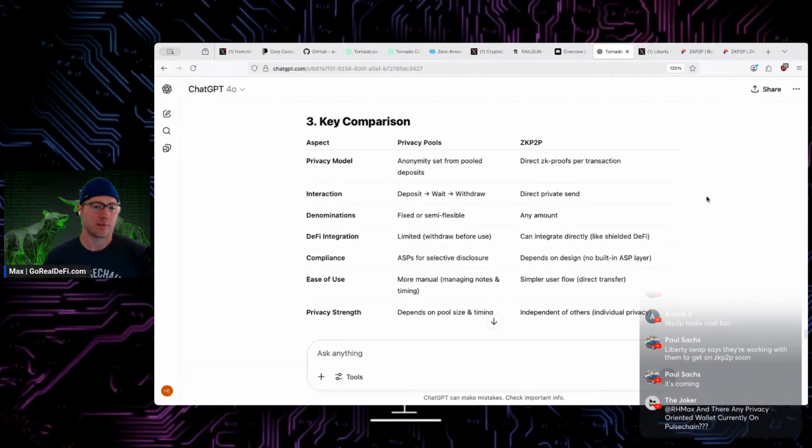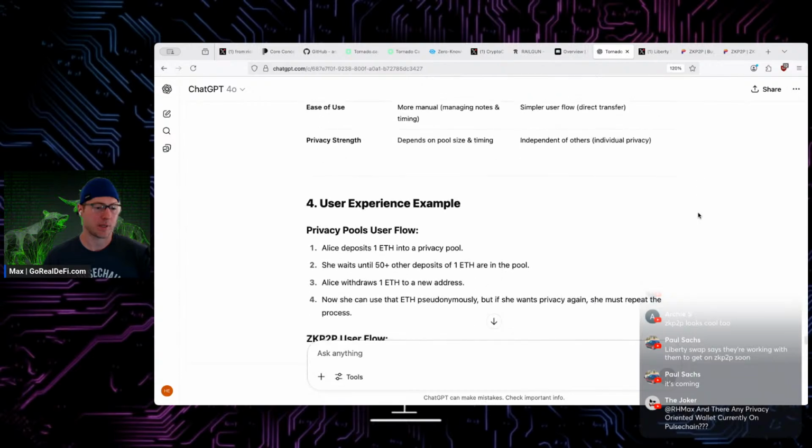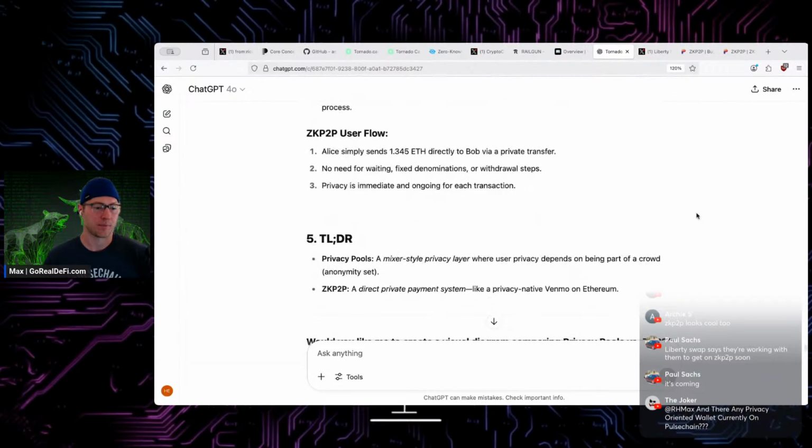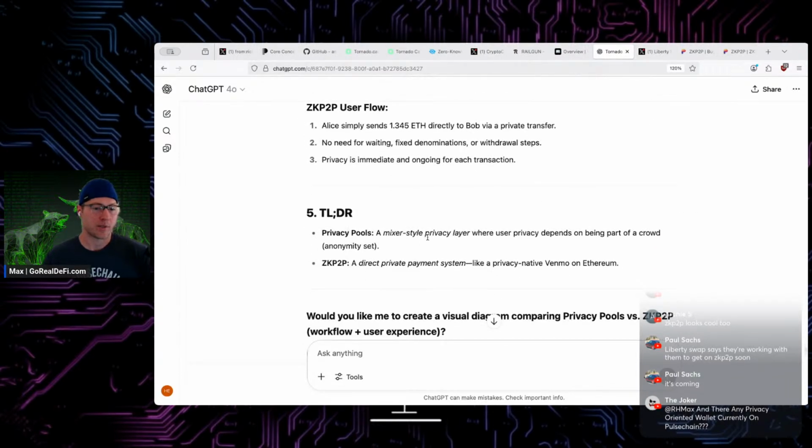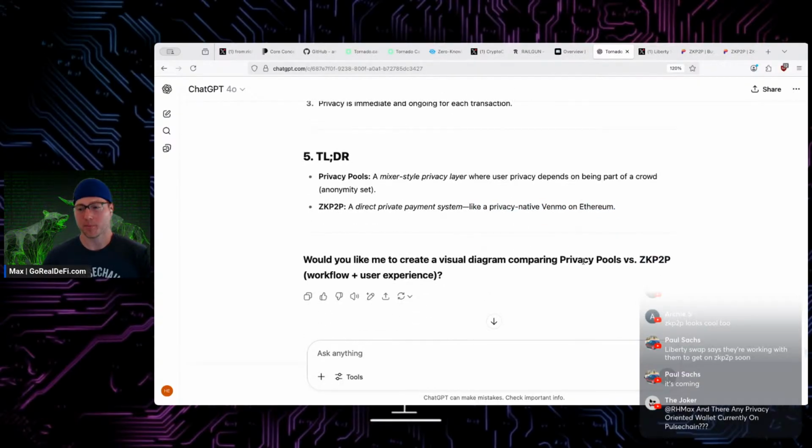Direct private send, minimal, any amount. Okay, cool. So similar but different tech. Privacy pools are mixer style, a privacy layer where privacy depends on being a part of a crowd. Yeah, that's an important analogy. ZKP2P is a direct private payment system, like a privacy-native Venmo on Ethereum. That's cool. Okay, yeah, we got a lot of cool privacy stuff coming up.